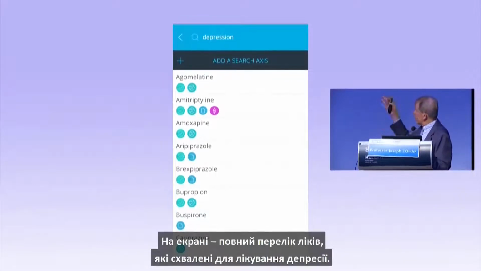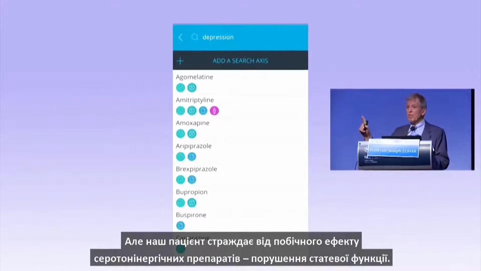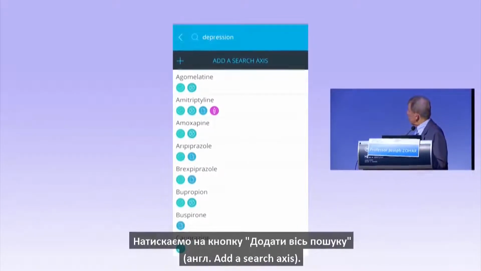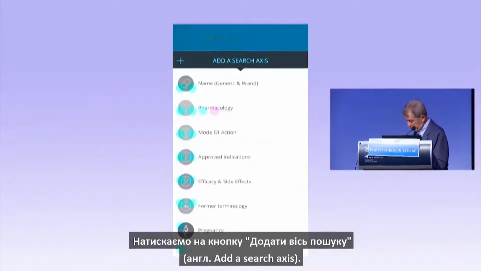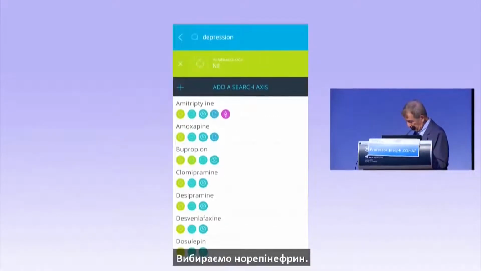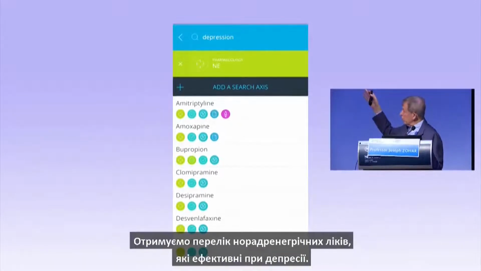So basically now I get all the list of medication that work for depression. But as I mentioned, the patient suffers from sexual side effects due to the serotonergic medication. So what we'd like now to do is to see if we can give him noradrenergic medication. So we are pushing on add search axis, then we push on pharmacology, and we push on norepinephrine. So now what we are getting is medication that work for depression via the noradrenergic system.